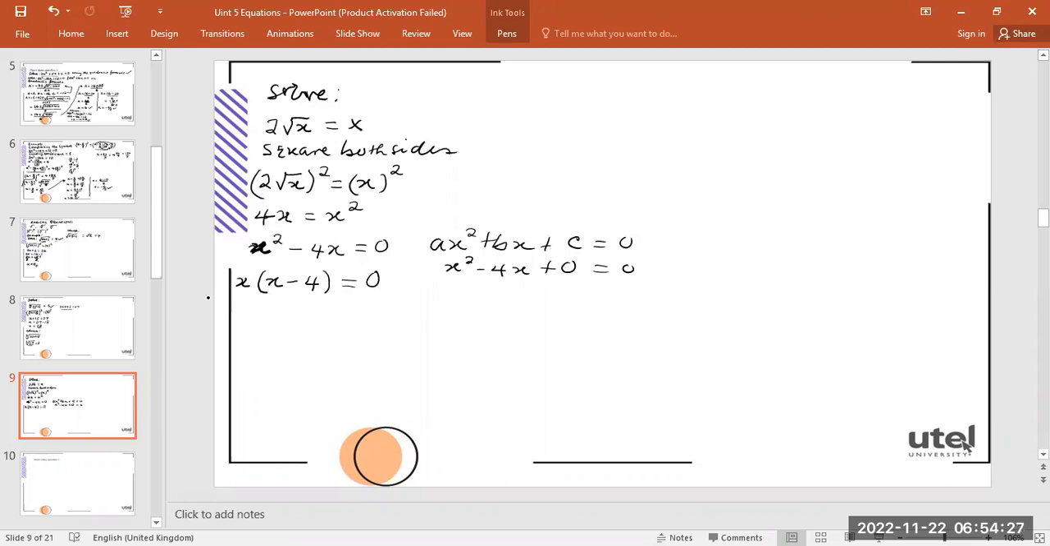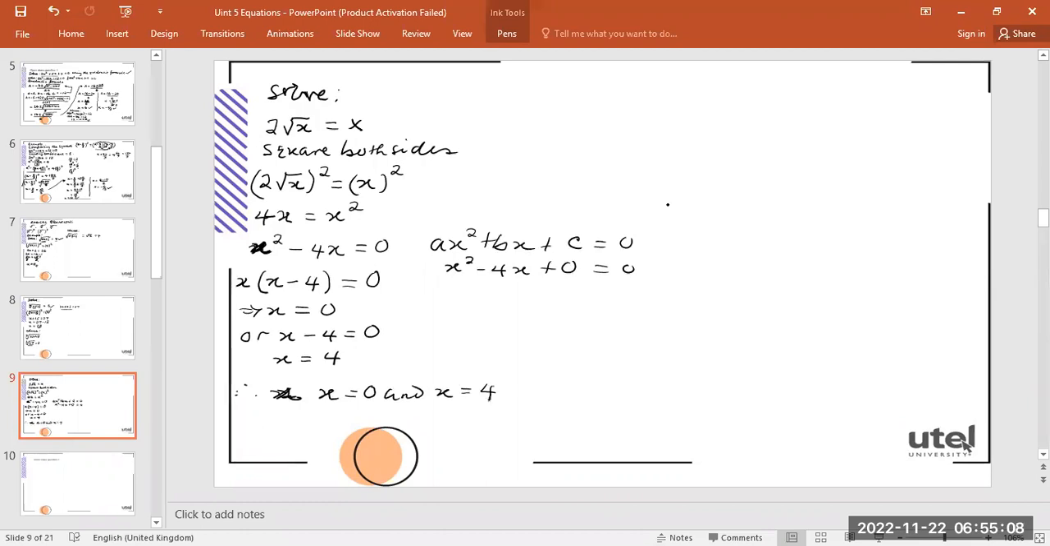And of course, for a quadratic equation, like I said, we'll always have 2 solutions. So if you have x multiplied by x minus 4 is equal to 0, this implies that x is equal to 0 or x minus 4 is equal to 0. So this implies that x is equal to plus 4, because if you take minus 4 to the right-hand side, it gives you plus 4. So finally, our solution is x is equal to 0 and x is equal to 4.